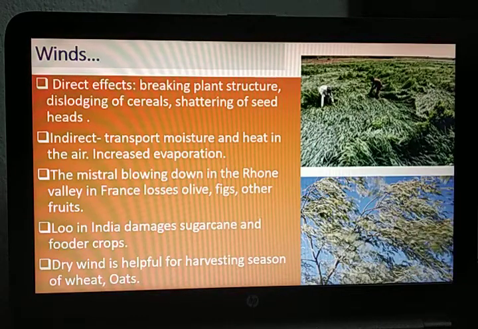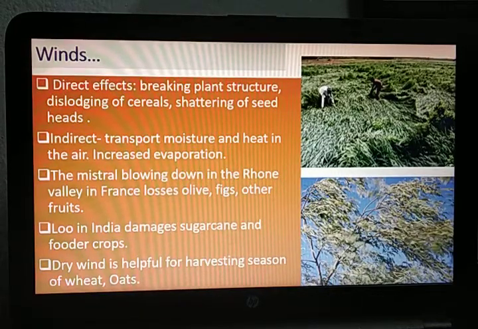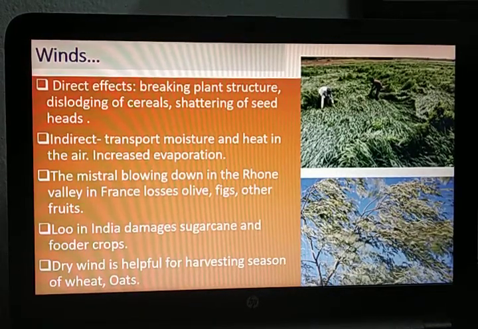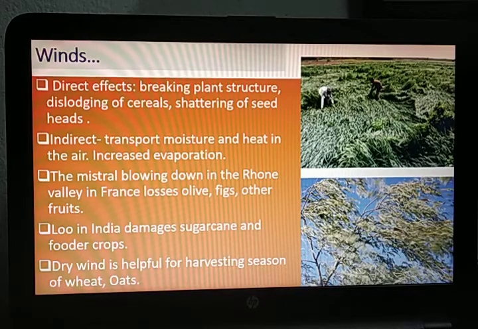The mistral blowing down the Rhone Valley in France harms olives, figs and other fruits. The Loo in India damages sugarcane and fodder crops. Dry wind is helpful for the harvesting seasons of wheat and oats. So in most cases, wind has a negative impact on agriculture, but some crops require dry winds during the harvesting period, like wheat, oats, etc.